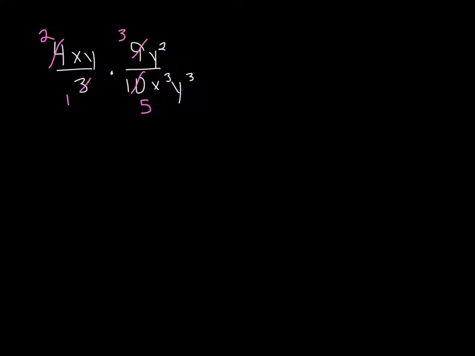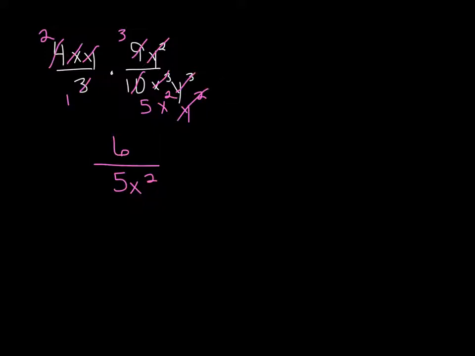Now we have an x and an x cubed on bottom, so we can take one x away. That leaves me with an x squared in the denominator. And then y, we can take 1 away, leaving me with y squared in the denominator. But I have a y squared in the numerator in this fraction, so we can cross those off as well. Now that I've canceled everything that we can, multiply your numerators. 2 times 3 is 6. Multiply your denominators. 1 times 5x squared is 5x squared.